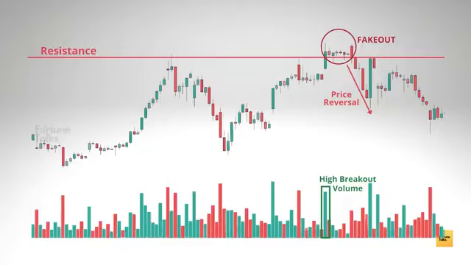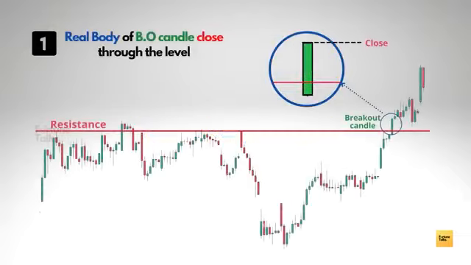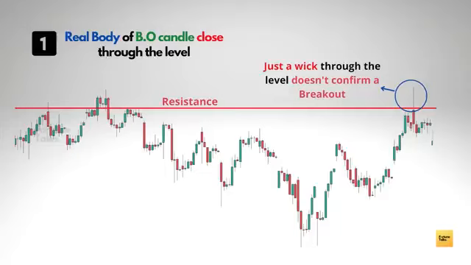Analyzing volume is one way of identifying if it is a breakout or a fakeout. But as I have mentioned earlier, it does not work every time, and there are occasions when this idea will fail. So let us consider a few more ideas to keep in mind so as to distinguish between a fakeout and a breakout. The first thing is that you have to wait to see if the candlestick closes through the line of support or resistance, which means that the real body of the breakout candle should close above the resistance level, or the real body of the breakout candle should close below the support level, which in turn means that just a wick poking through the level is not enough to confirm a breakout. So it's a good rule to follow, but on its own, it's not particularly reliable.